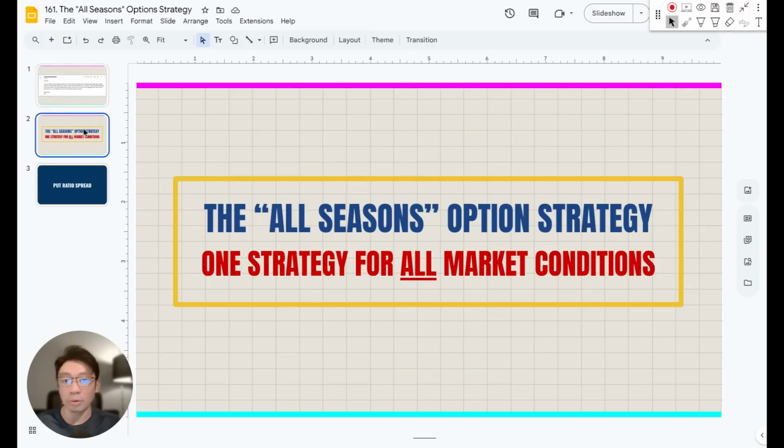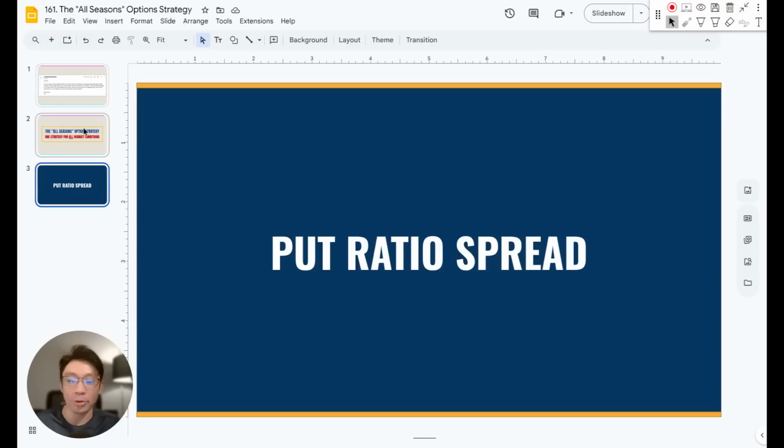So you can literally trade this option strategy regardless if it's a bull market, a bear market, or even if the market is just going sideways, because there are many different ways that you can structure it. So this option strategy is actually very flexible. And what is this option strategy? Well, it's none other than the put ratio spread.